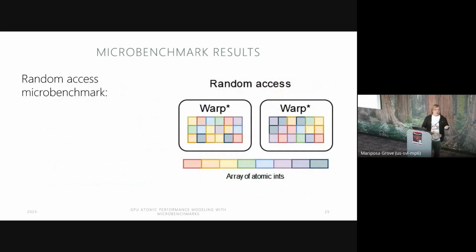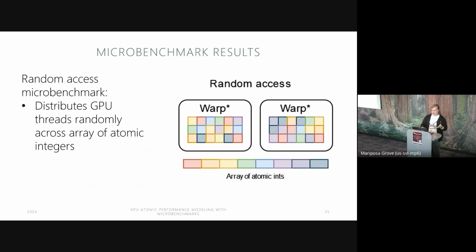The random access microbenchmark, one that I mentioned earlier, where we try and take as many threads as possible and we distribute them across this array of atomic locations. We vary the size of the array to distribute the threads more. So if I take this array and it's 1, every single thread is going to try and attack this one location. If I increase the size of the array to 16, every single thread is going to try and attack one of these 16 locations, etc.